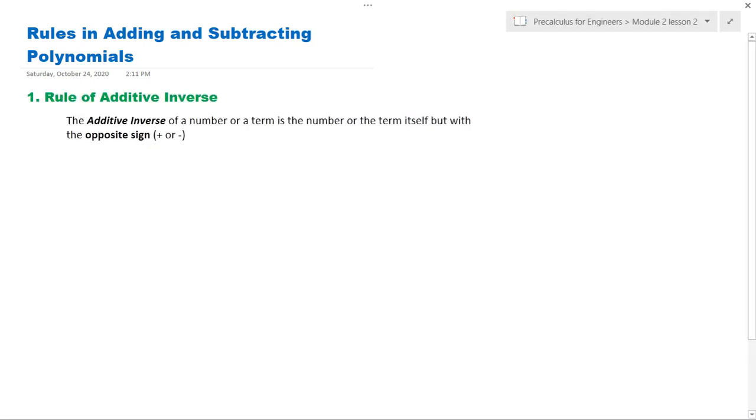Next, let's jump to the mga rules, other rules aside from adding and subtracting. So this is just a review class. We have rule number 1, a recap on the additive inverse. So when we say the additive inverse of a positive number, let's say positive a, yung additive inverse niya is just equal to negative a. So just the negative of that number. Let's say we have an expression of x minus 1. The additive inverse niya is just the negative of that expression. This is negative x minus 1.